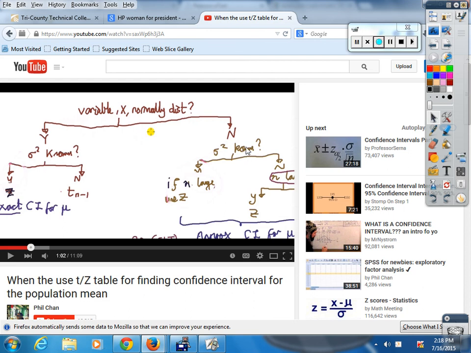If sigma is known, if you know your standard deviation, did it say that in the reading? I don't remember it saying that. If you know your standard deviation, then you use the Z table. If you don't know the standard deviation, you use the T table. Simple enough? I think that works.